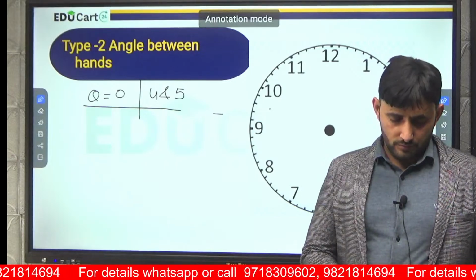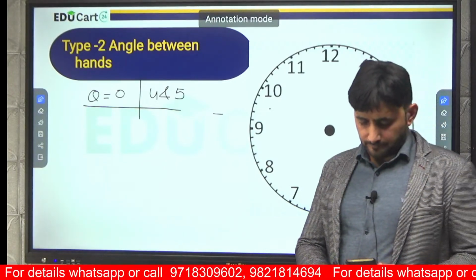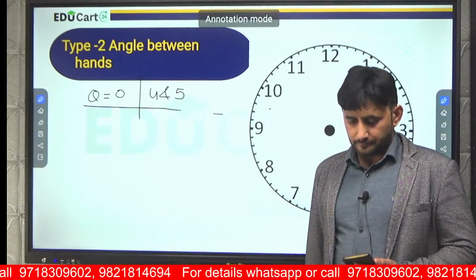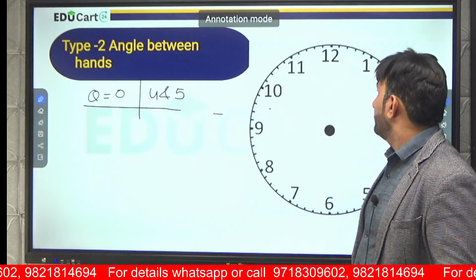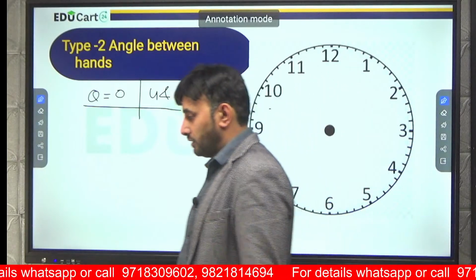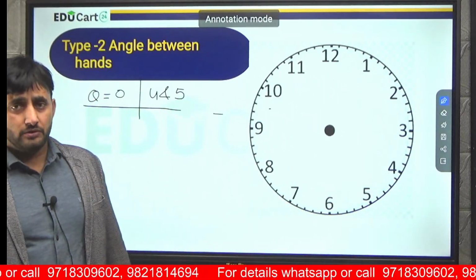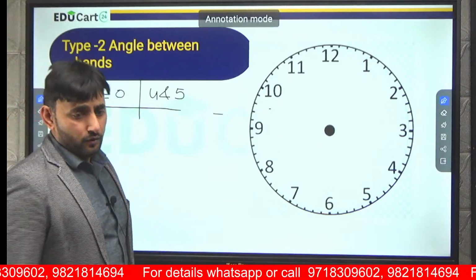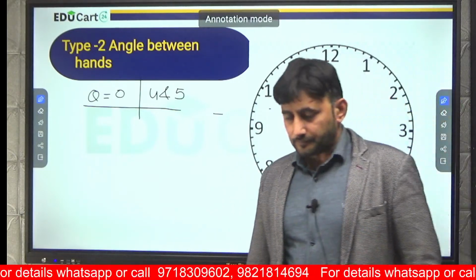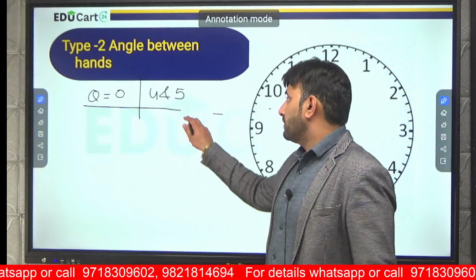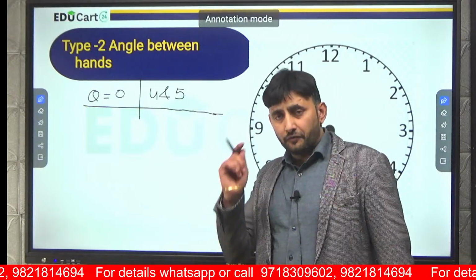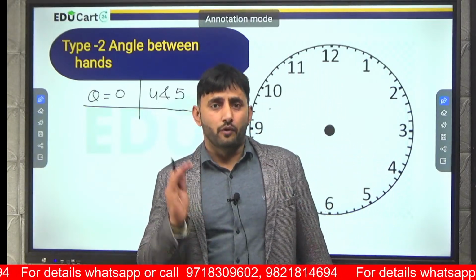Clear, children? At what time between 4 and 5 o'clock will the minute and hour hand of the clock be together, lying one above the other, coinciding, overlapping, whatever you say. Between 4 and 5 o'clock, what will be the value of h? Between 4 and 5, the value of h will be 4.